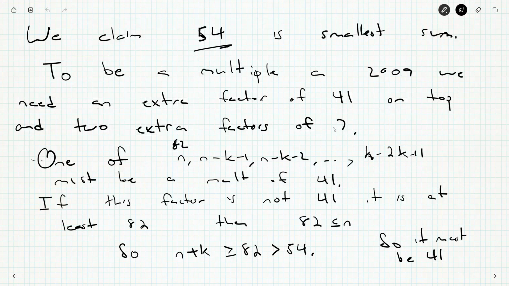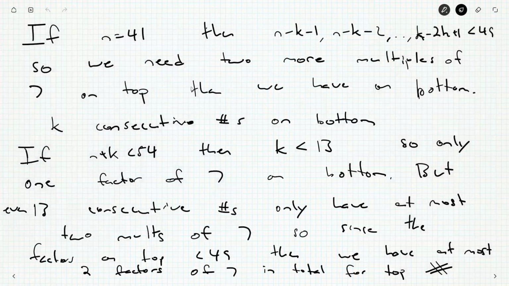So we know we have to have a 41 on top. If it's anything other than just the factor 41, it'll be too big. So we definitely have to have a 41 on top. It could be either n is 41 or 41 is one of the other factors. Well, if n is 41, the other factors are less than 49. So if they're multiples of 7, they only bring one factor of 7 to the table. There's at most 13 of them, so 13 consecutive numbers. If you're going to have 3 multiples of 7 in a set of consecutive numbers, you need at least 15 numbers.